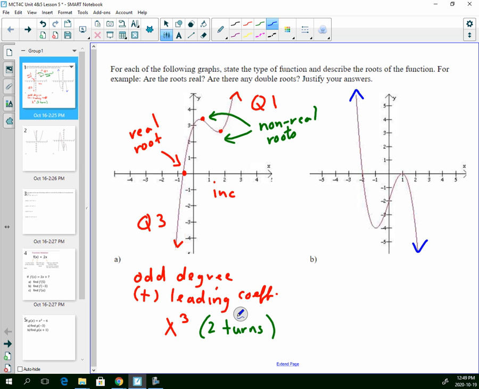So when I look at B, again, the ends are going in opposite directions. It starts in quadrant 2, ends in quadrant 4. So that tells me it's an odd degree. It also tells me it's a negative leading coefficient because it's going downhill.